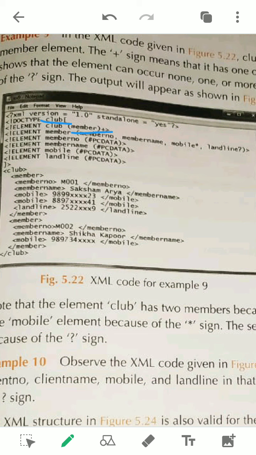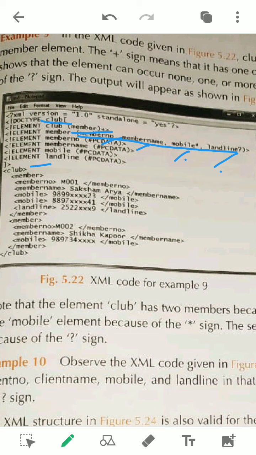Under club, member is an element, but under member another 4 elements are given. And all the 4 elements you see: member number, member name, mobile and landline. Mobile and landline you can see star and question mark, and the rest of the things are not given any sign. That means one time it should come. So club is the root element.